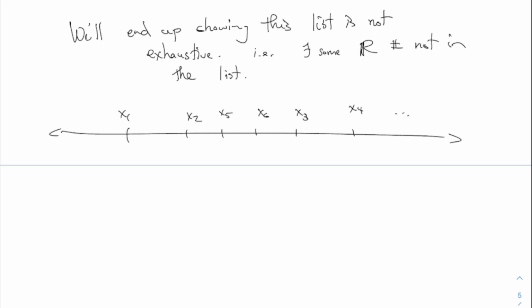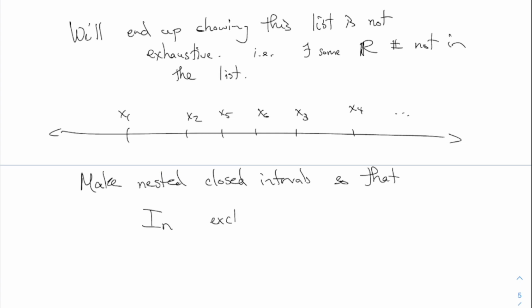All right, and here's the strategy. We make nested closed intervals so that In excludes xn. That's the whole idea of the proof, and this is actually how Cantor originally did this. Make nested closed intervals one after another so that In excludes xn. Let's just see what that actually looks like on this picture.